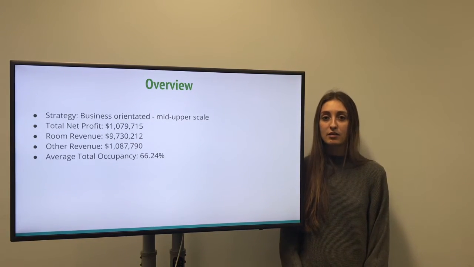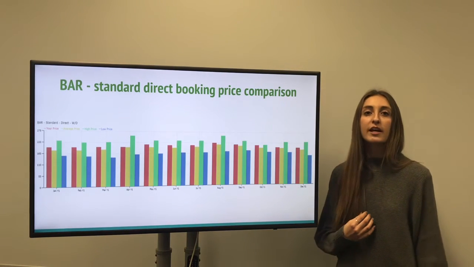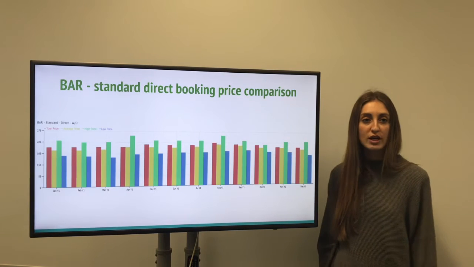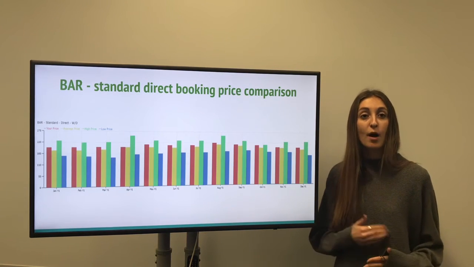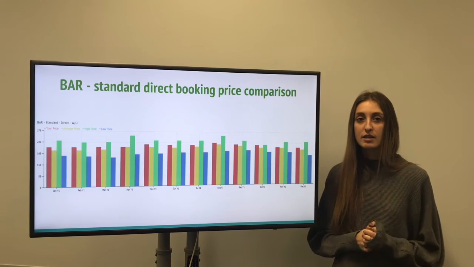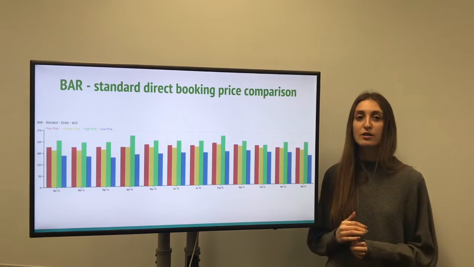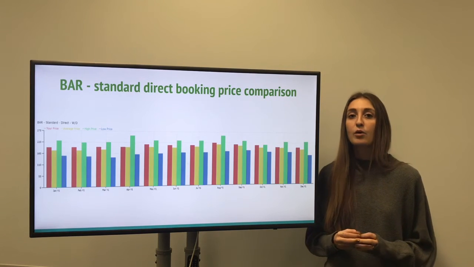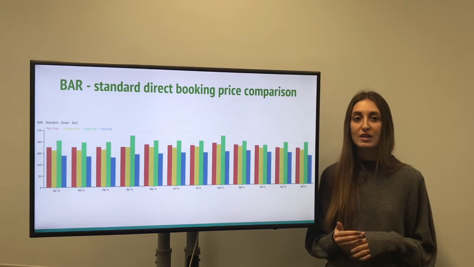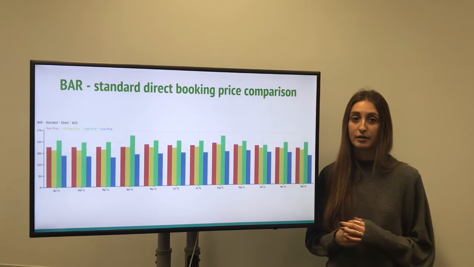This slide is a small demonstration of our pricing strategy. Here is a graph taken directly from the simulation showing a price comparison with our competitors from the bar standard through direct bookings. As you can see, for the whole year, we remained below the highest price but slightly above the average price of the market. This was to reflect our higher quality without raising prices too high to become a top-range hotel, as we wanted to be mid-upper scale.